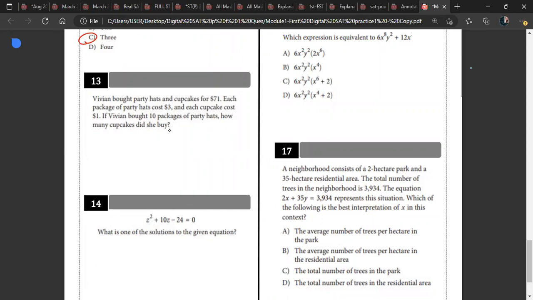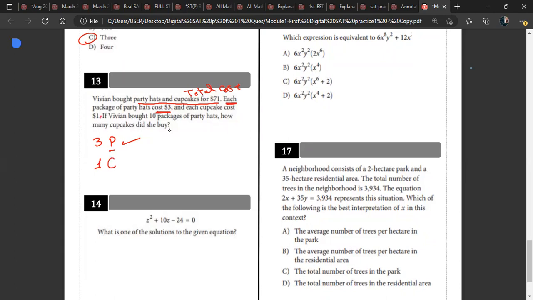At the very beginning, he told you that for both party hats and cupcakes together, this is the amount or total, total amount, or total cost, is $71. Then it tells you each package of party hats costs $3. Each and $3, this means rate of change, which means you have 3B. For each package, you have to pay $3. This is number one. Number two, each cupcake costs $1. So 1C.